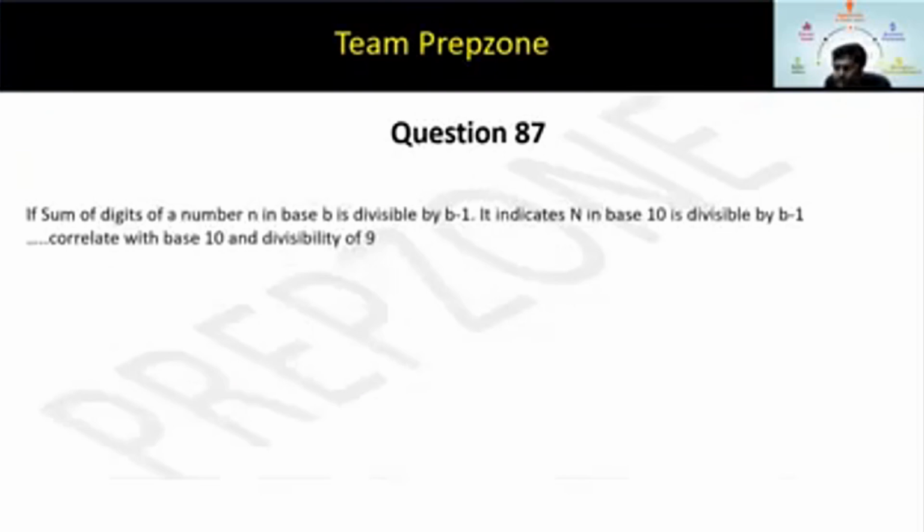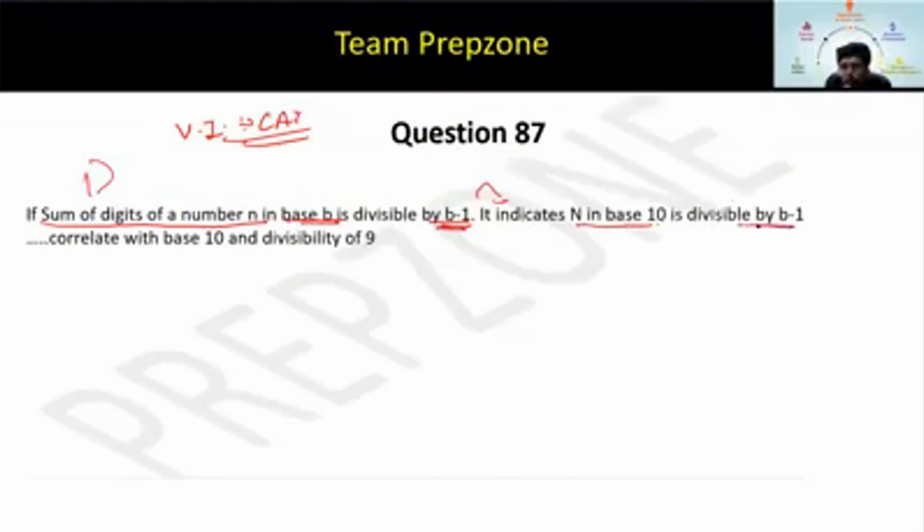Okay, guys, I'll just tell you 2 formulas which are very important in base system for CAT. Again, we are getting this by an analogy to base 10 only. The first one is: if the sum of digits of a number n in base b is divisible by b minus 1, then it indicates that n in base 10 is divisible by b minus 1. What is the meaning of it? See, again we will correlate with base 10 and divisibility of 9. Everything that we will do in base system, you will get the correlation with base 10 only.